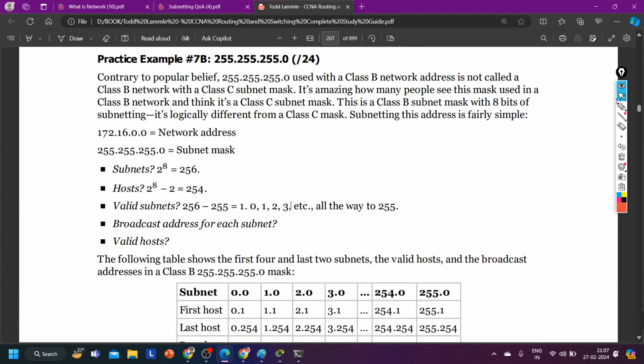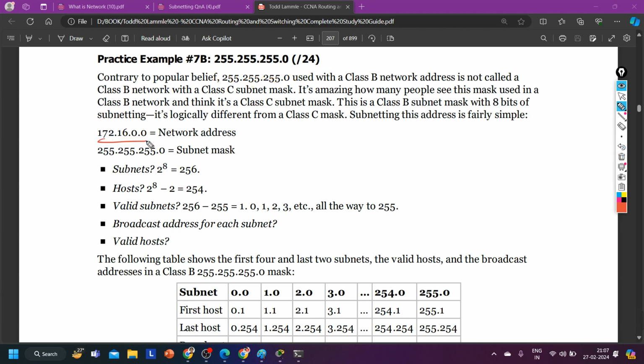So what is slash 24? It is the default for class C. But this time I am talking about class B addresses. The default subnet mask here is 255.255.0.0, not 255.255.255.0. So I'm talking about the class B network, and that's why you need to learn this.